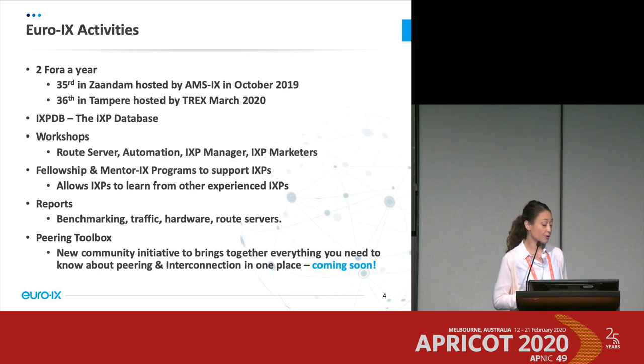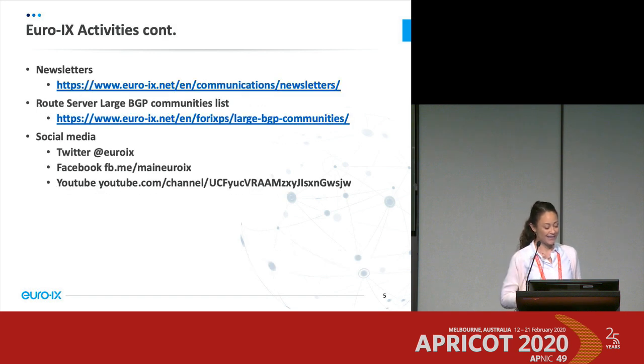URIX has also started up IXPDB, and that's mostly what my presentation will be about. They organize workshops, mentorship programs, fellowships, etc. Another interesting thing is that they produce reports and have benchmarking. All the IXPs provide information to URIX on anything from what switches they run and what route server software they run, to how many staff members or financial information. This all gets put into a benchmarking tool and gets anonymized, but it allows all the members of the URIX to benchmark themselves against other IXPs. They also do social media and YouTube and all sorts of things.